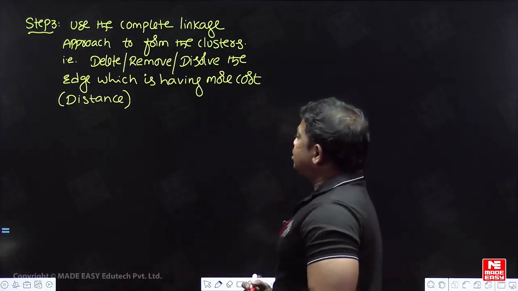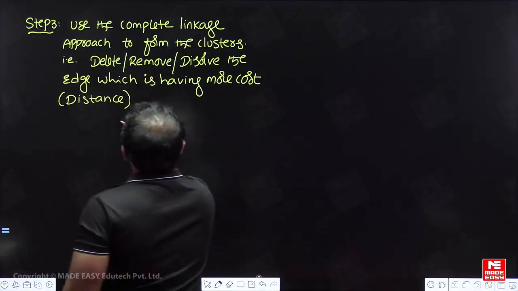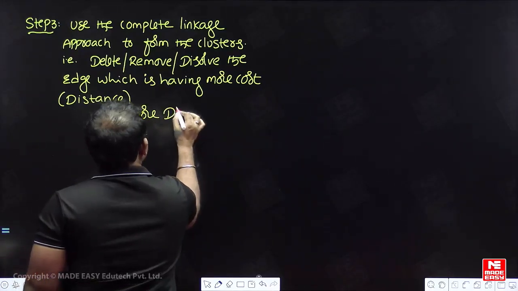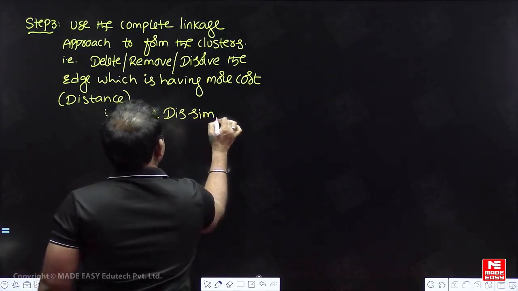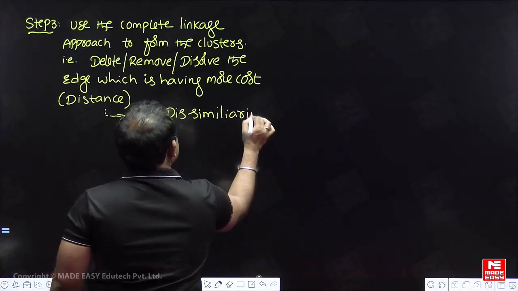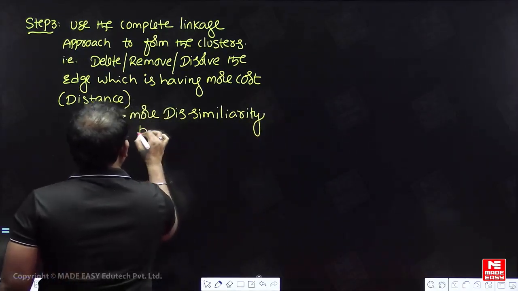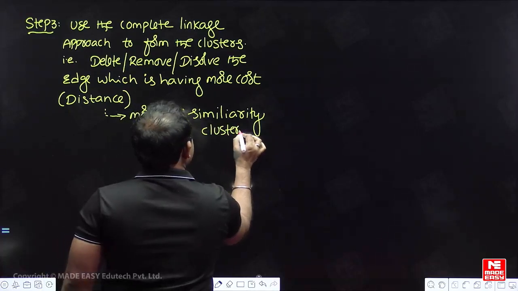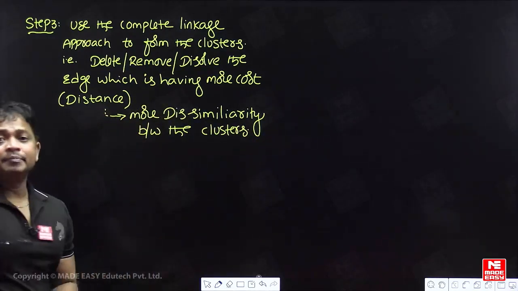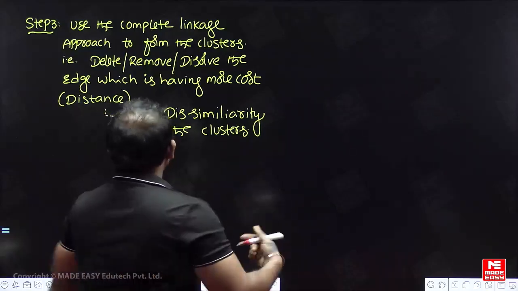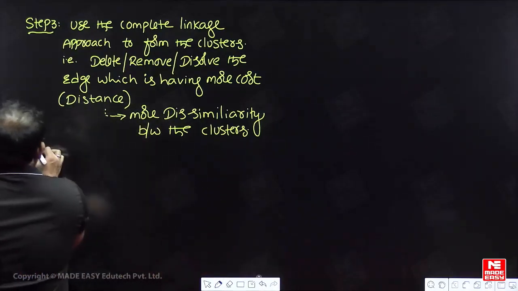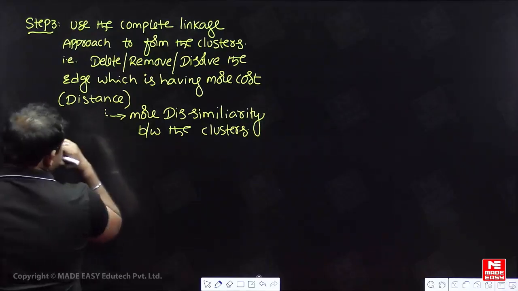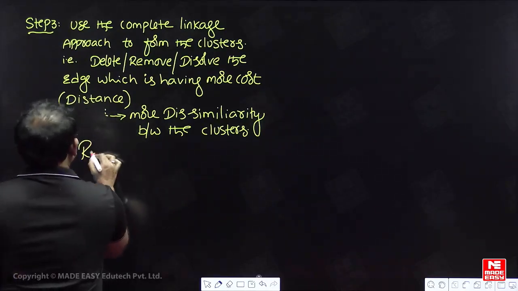More cost means more distance. So more distance is nothing but more dissimilarity between the clusters. Okay, right. Continue the same process. Okay. Step 4. Repeat step 3.